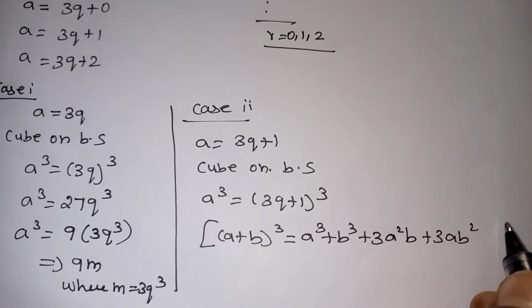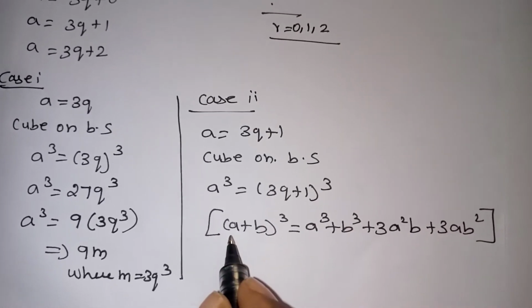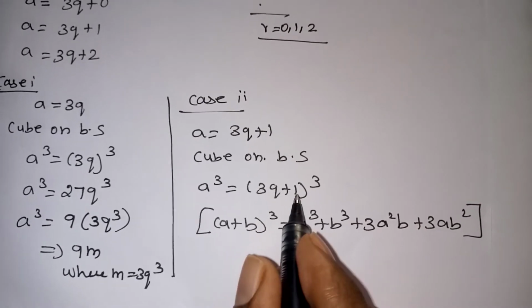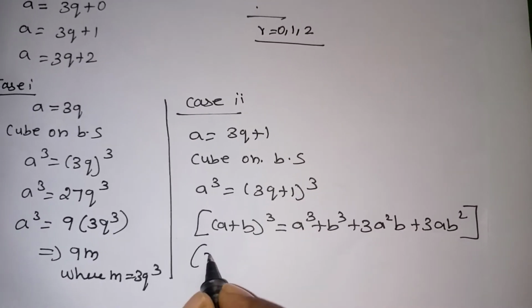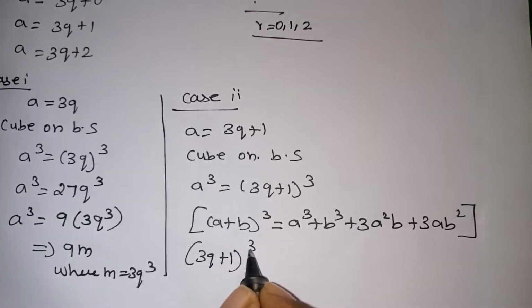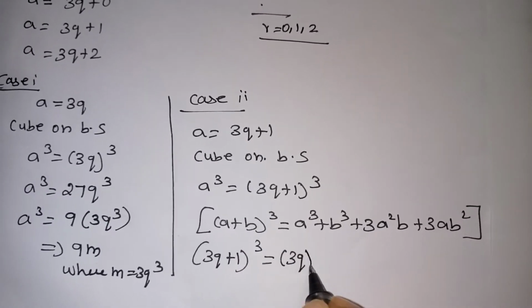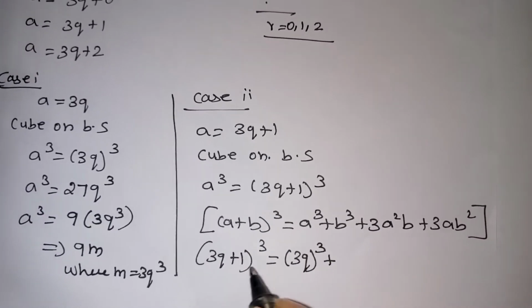This is the (a plus b) whole cube formula. Here in the place of a I am going to write 3q, and in the place of b I am going to write 1. So (3q plus 1) the whole cube is equal to, first of all I should write (3q) the whole cube. In the place of b I have to take the 1.